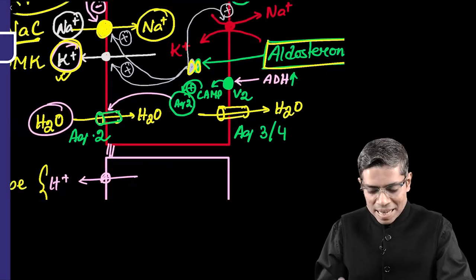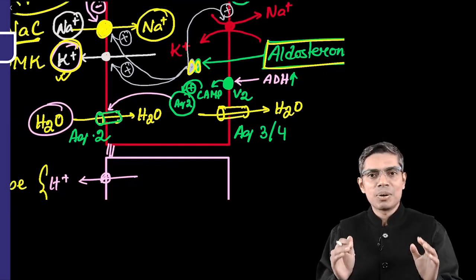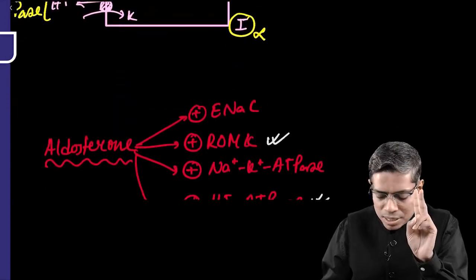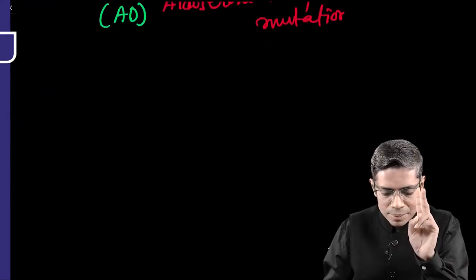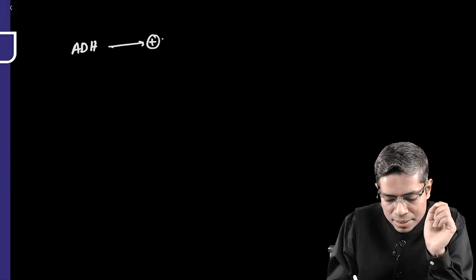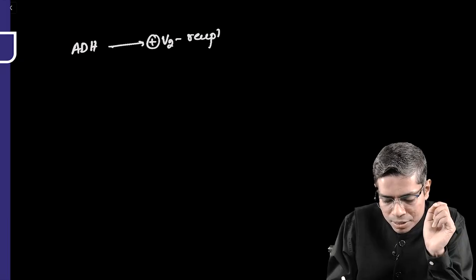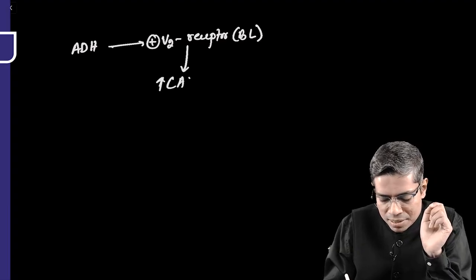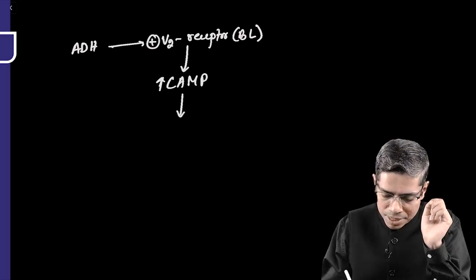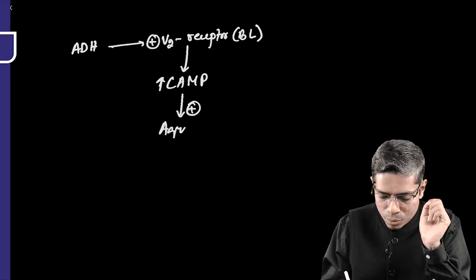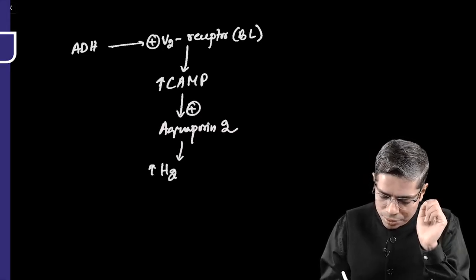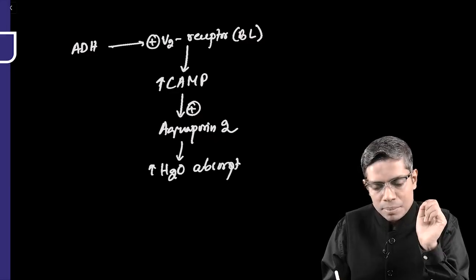If I ask you, ADH is stimulating which aquaporin? That is aquaporin type 2. Can ADH stimulate aquaporin 3 and 4? Answer is no, no, no. So I'm writing here a very, very important mechanism. ADH is stimulating the V2 receptor, which is present on which membrane? The basolateral membrane. Because of this stimulation, there will be an increase in cAMP. Increased cAMP will stimulate the aquaporin channel type 2. This leads to increased water absorption from the collecting duct.